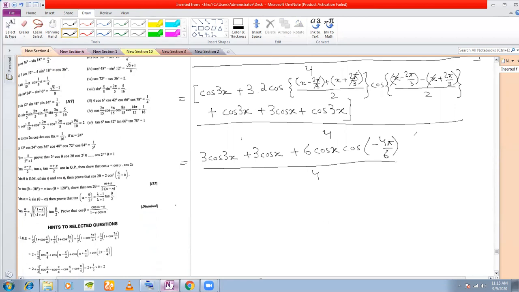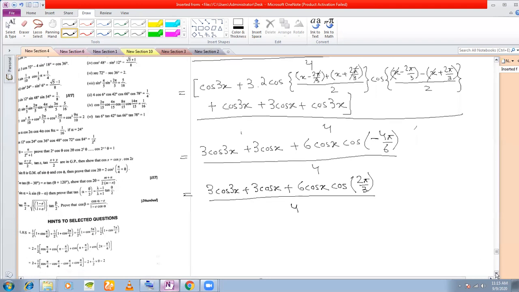Okay, so this is 3 cos 3x plus 3 cos x plus 6 cos x into cos 2 pi by 3, the sign is absorbed, divided by 4.